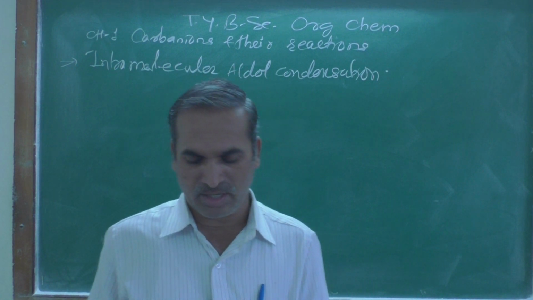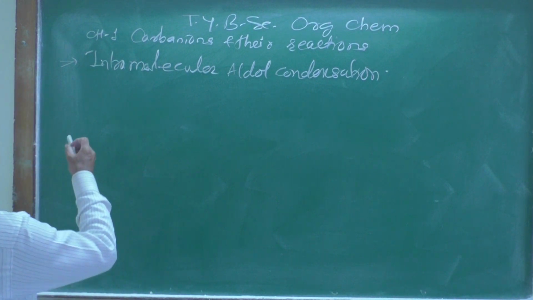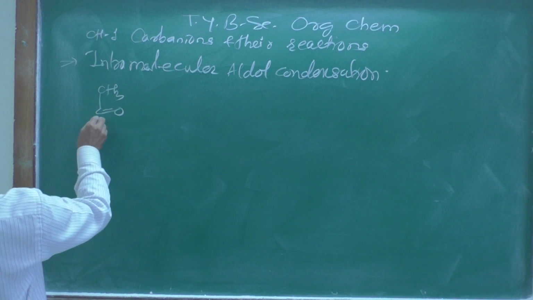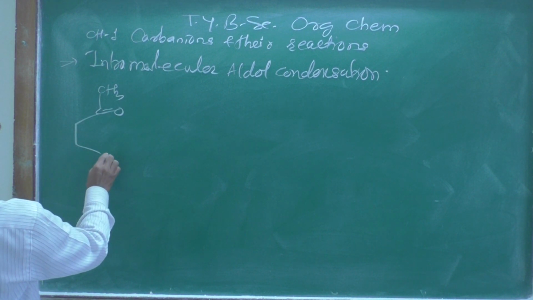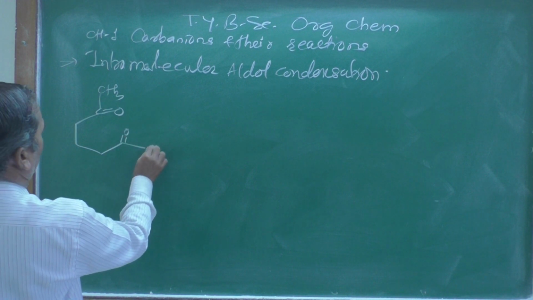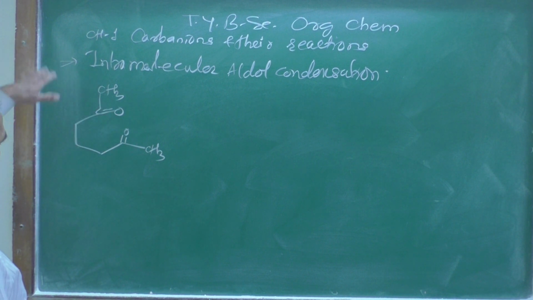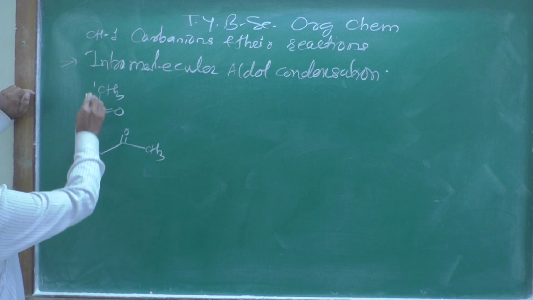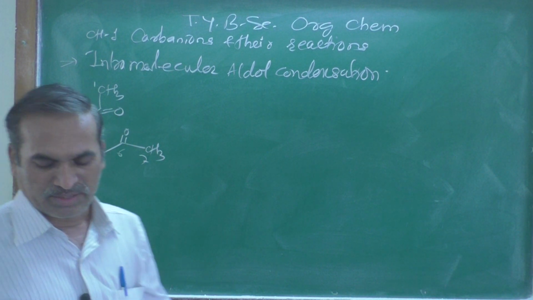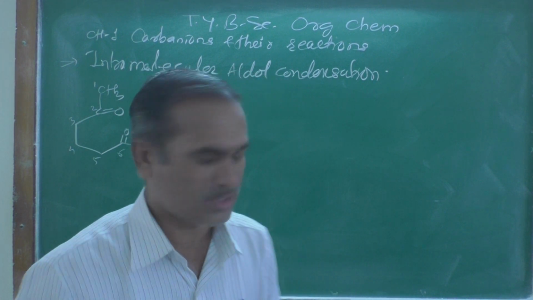Let us see an example of this type. Suppose here CH3, C double bond O, and here C double bond O and CH3. Both carbonyl groups are present within the molecule. If you number the carbons 1, 2, 3, 4, 5, 6 and 7, there are 7 carbon atoms.